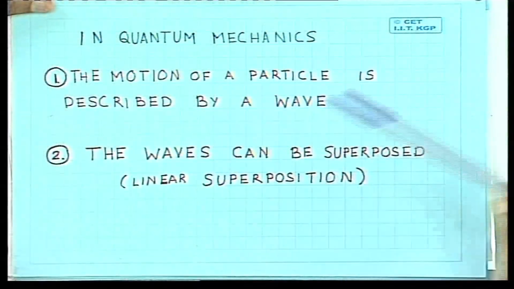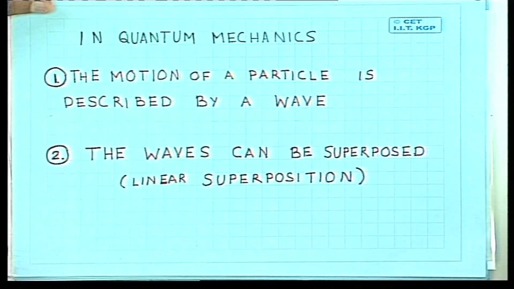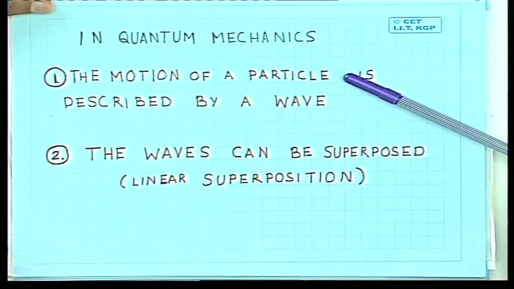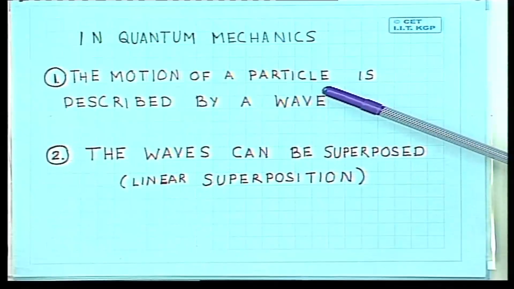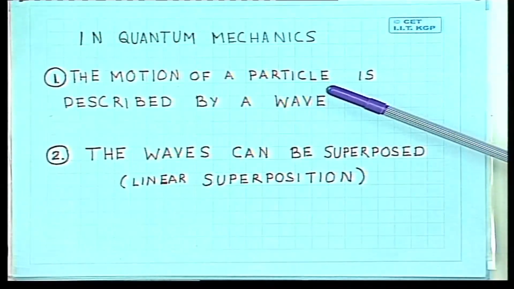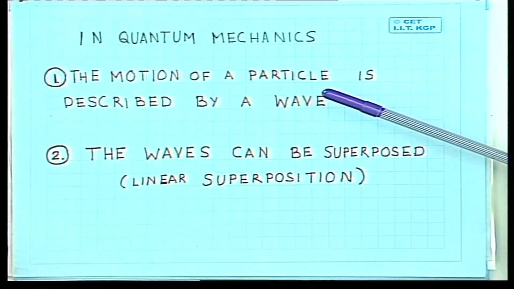Okay. So let us go back again and recapitulate first what are the new things that we have learned, and then we shall proceed with today's new things. The main two points that we have learned till now are just written over here. The first point is that the motion of a particle is described by a wave. This is something very new, unlike classical mechanics, where a particle has got a precise position and momentum, and it is only at one point.